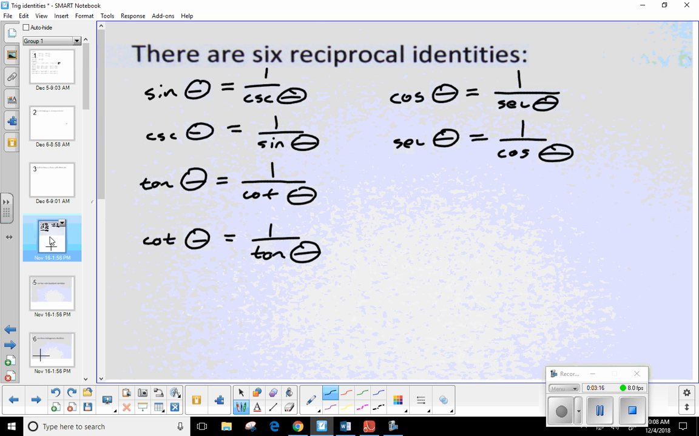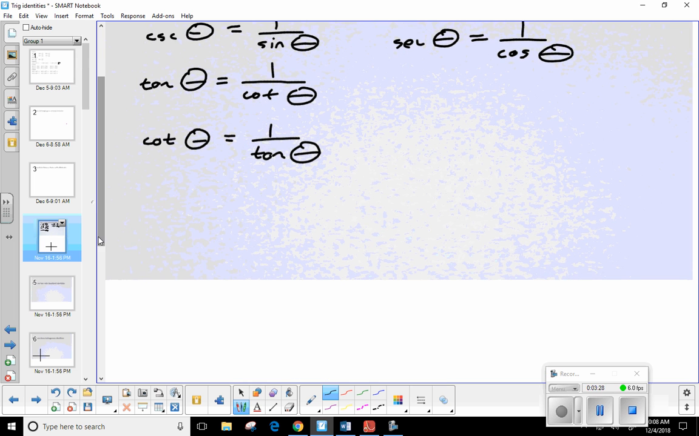Okay, so let's go ahead and take one of these and prove it. Stephanie, which of those 6 would you like me to prove? Cosecant equals 1 over sine. Okay, so cosecant of theta equals 1 over sine of theta.